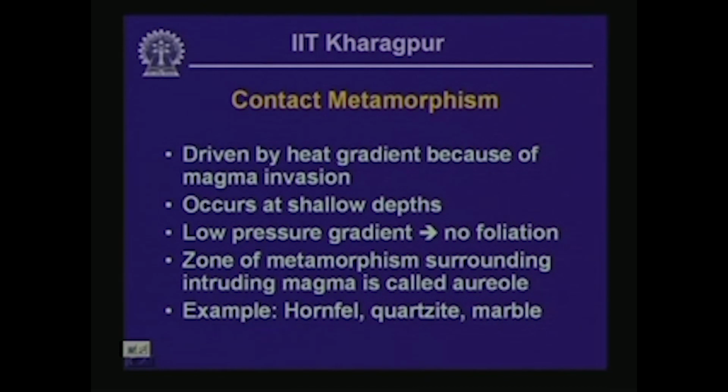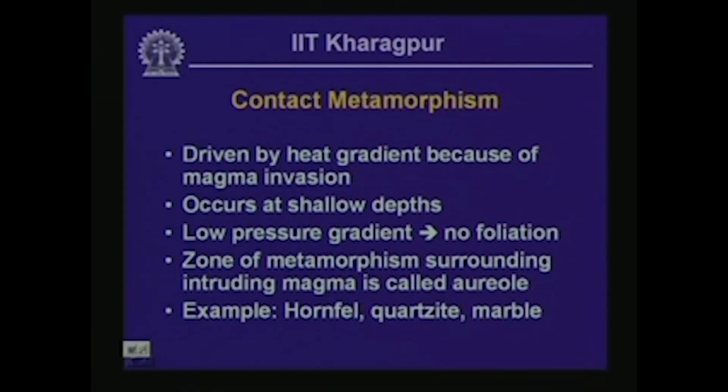Now, what we also have in this case is that the pressure gradient is relatively small, and as a result this particular type of metamorphism gives rise to rocks that are not foliated or layered. What we mean by foliation is that foliated rocks are composed of an interlayered structure, as we will see in the next little bit.